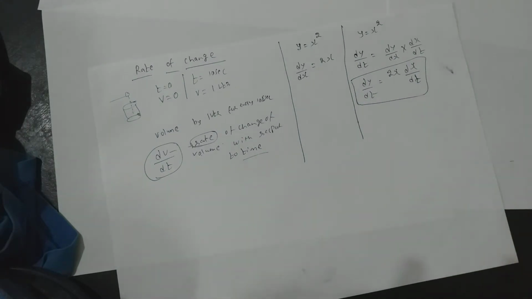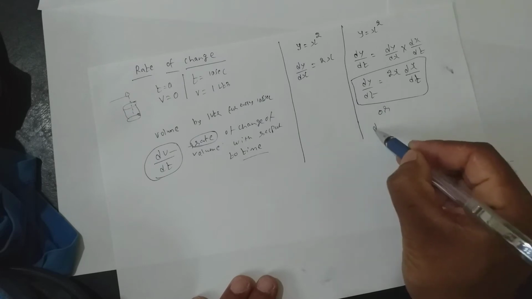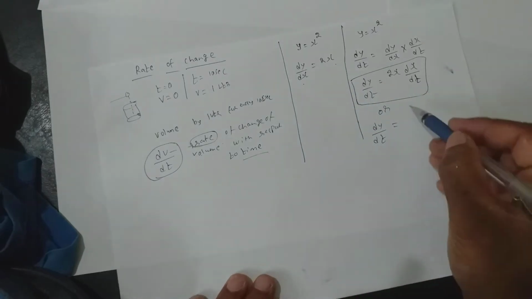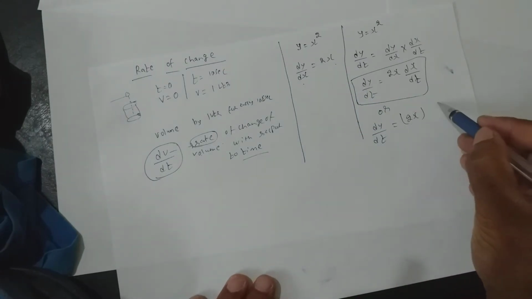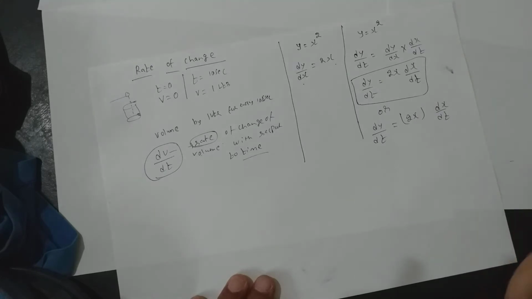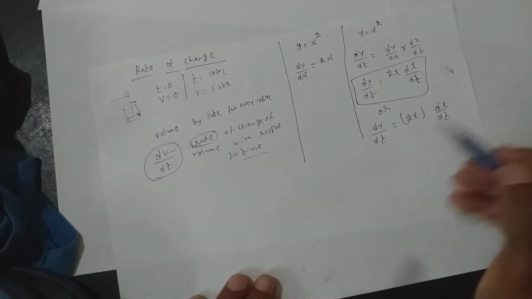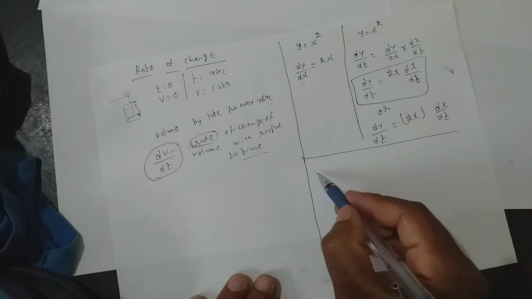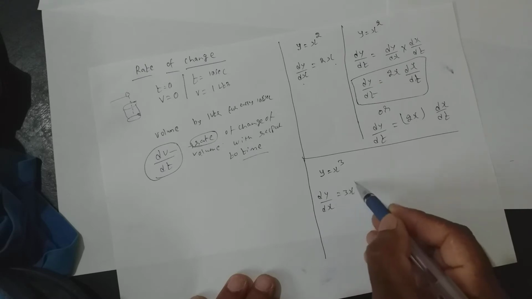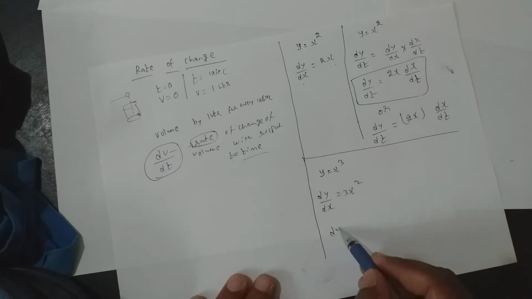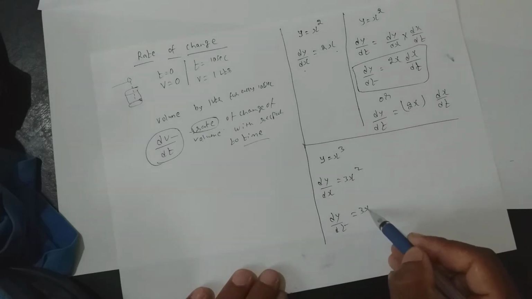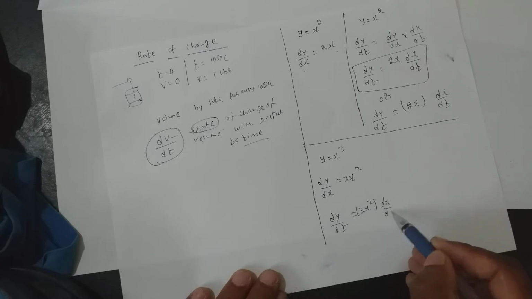This is using the formula. If you don't want to use the formula directly, dy by dt equal to, you differentiated with respect to x, what is the answer you got? 2x. So write that 2x. At last, d by dt of whatever letter is there on this side, x. Instead of the formula, you could do it directly here. For example, y equal to x cube. How much will dy by dx be? 3x square. Then how much will dy by dt be? Earlier you differentiated with respect to x, write that as it is. And at last just add dx by dt.